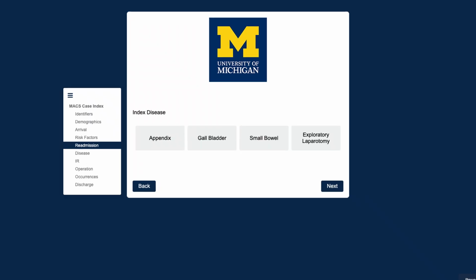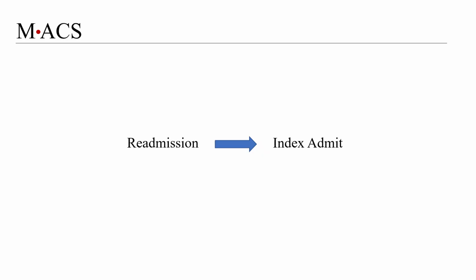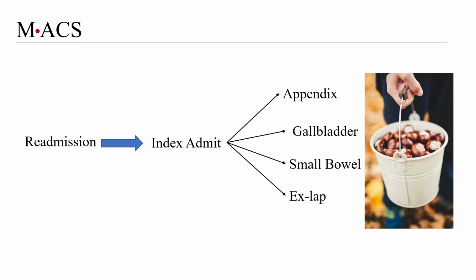If you selected Yes, this patient is a readmission, your next task will be to answer which disease bucket the patient was abstracted into during their index admission. The purpose of this is to associate a readmission case to a MACS index disease. Think of each index disease as a bucket that we use to connect any related readmissions.